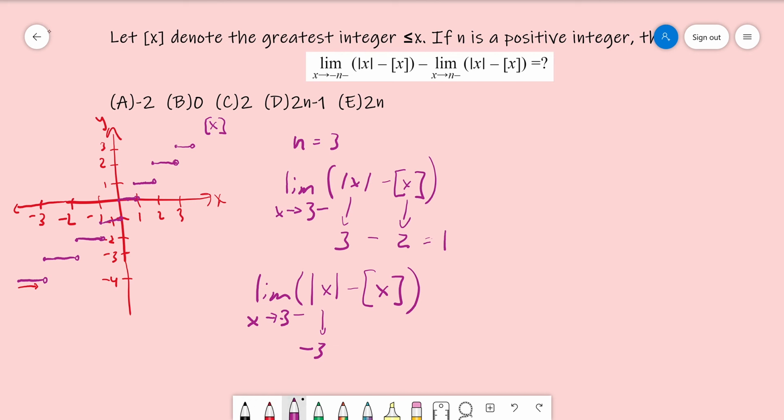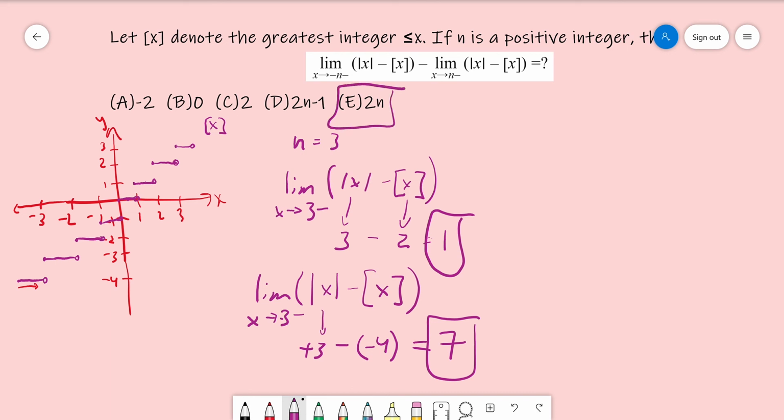So we can write here minus -4. Sorry, the absolute value of -3 is +3. So 3 minus -4, that's 3 plus 4, so that comes out to be 7. So now what do we get? We're supposed to take this expression and subtract this expression. So 7 minus 1 is 6. Which of these answers will give us 6? E, 2 times 3.